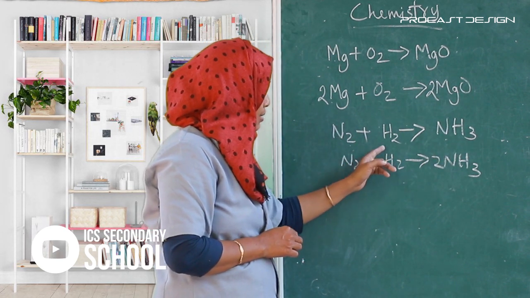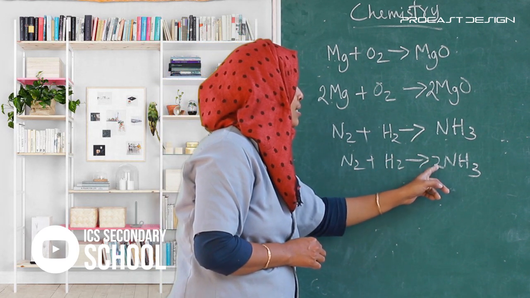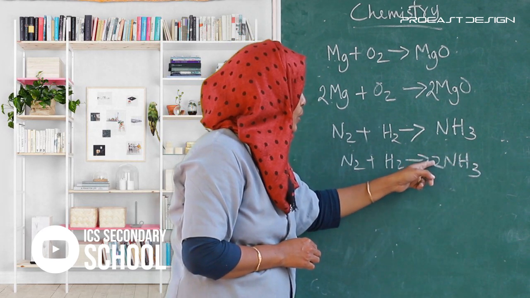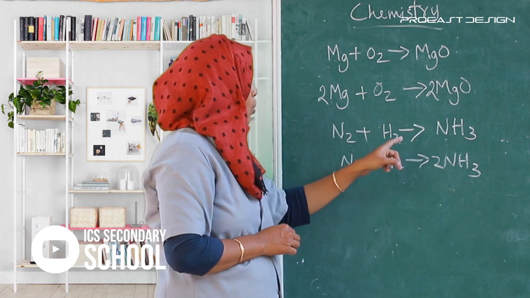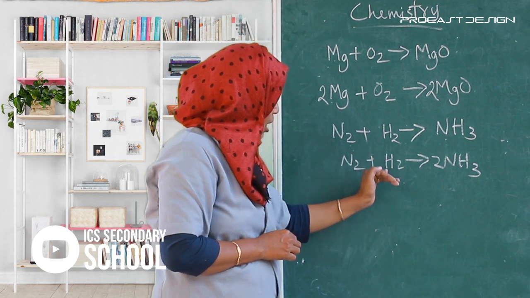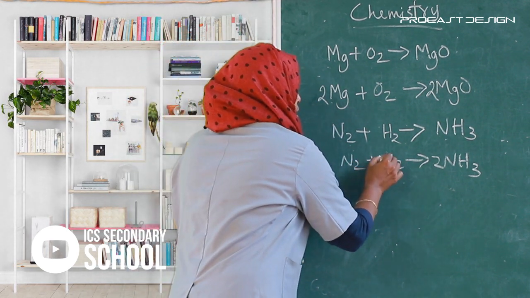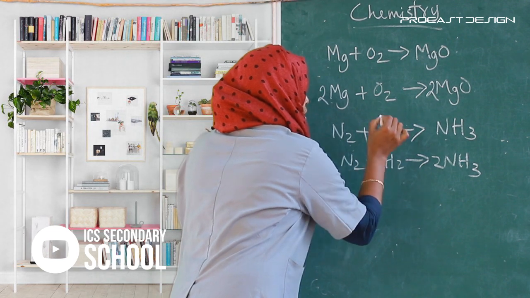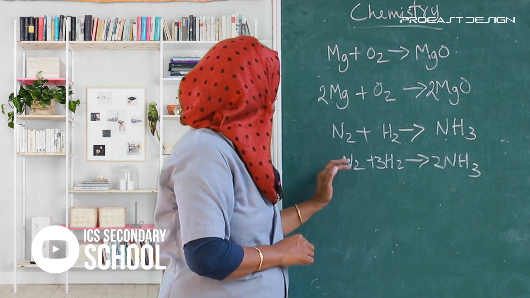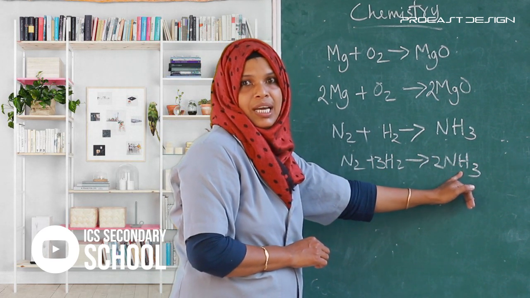Then consider hydrogen. Here the number is 2 and on this side the number is 6. 2 into 3 is 6. So on the reactant side, the hydrogen atoms should also be 6. So write 3 here. This is the balanced chemical equation of nitrogen and hydrogen combining to form NH3, ammonia.